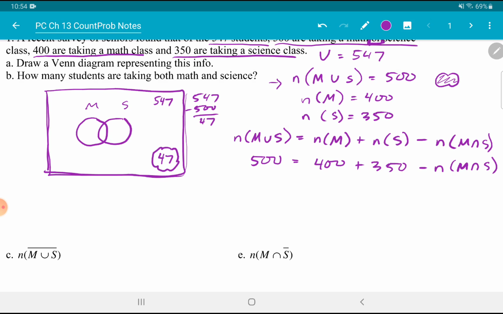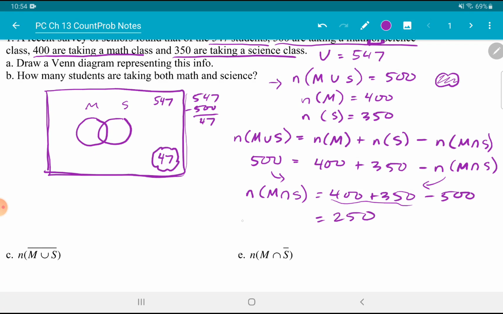So going ahead to solve this, I'm just going to bring that over. I'll bring the 500 over as well. So we'll see the number of students taking math and science is going to equal 400 plus 350, and then we'll have to subtract 500 from there. So what'll that give us? That'll give us 750 minus 500. So we'll see that we have 250 students that are taking math and science. That's actually going to help us.